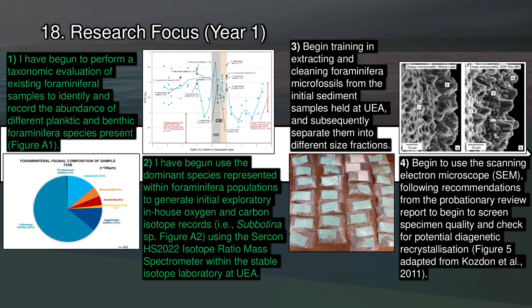And also maybe by the end of this year, starting to explore using the SEM, especially if we look at this particular figure, which is in the report as well. We can see there's a clear difference between a well-preserved foram test and one with recrystallization on the outside, of secondary calcite, which has a different isotopic composition, and therefore, if you measure that, you're actually biasing the sample. So SEM is a very powerful tool.